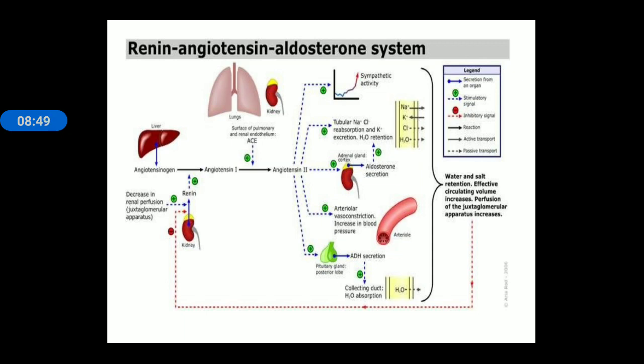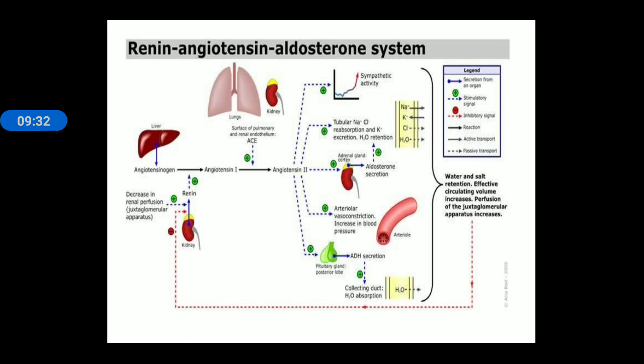You can see here this is mentioned with the dotted line. Angiotensin 2 increases the tubular NaCl reabsorption, potassium excretion, and H2O retention. And aldosterone works the same as angiotensin. Aldosterone also helps in reabsorption of sodium and chloride ions, and aldosterone is released from the adrenal cortex area of the adrenal gland. And you can see in the third point, angiotensin 2 is a vasoconstrictor which increases the blood pressure by decreasing the diameter of arteries.